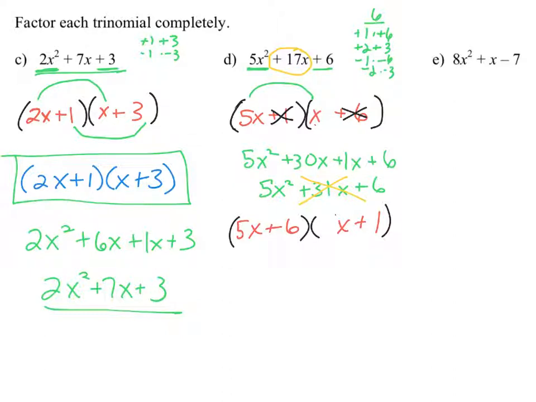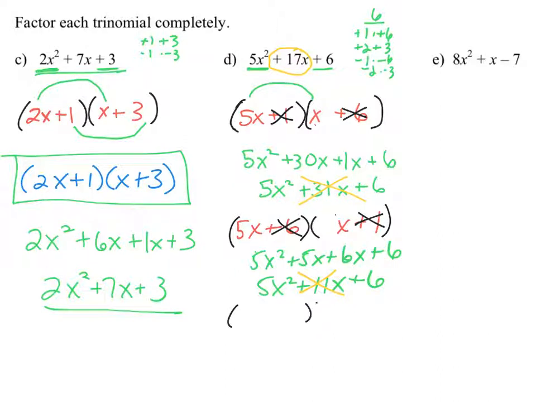By using the guess and check, we do the FOIL: 5x squared, plus 5x, plus 6x, plus 6. But when we combine the middle terms here again, we only get 11x. So we don't get the 17 that we're looking for. So we've got to do this again. This perhaps may not be the most efficient way, but it is one way. If you can stick with it, you will be able to find the correct pair of factors.